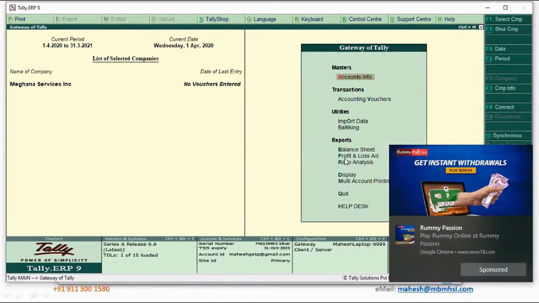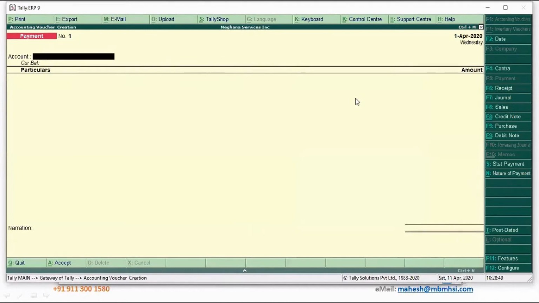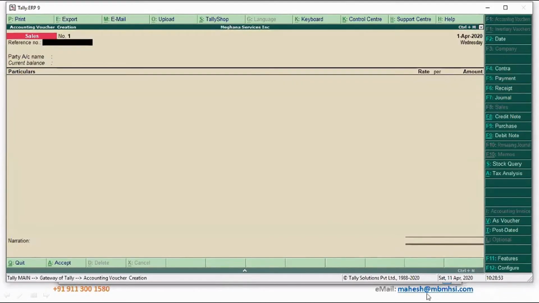Now I could start making my income entry, especially the sales entry. I could do a GST tax invoice for a service business even without using inventories. That is possible. That is the first thing you need to know. For example, I want to make a sales entry, so I'm just clicking on sales.